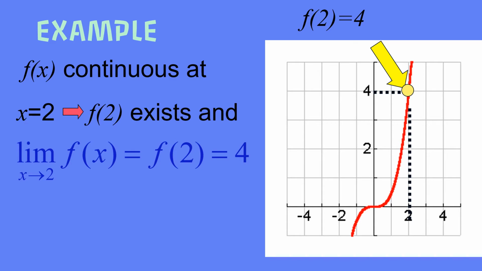Here we have a graphic example of a continuous function, and we're going to evaluate this curve at 2. F of x is continuous at x equals 2. So f of 2 exists, and the limit as x gets close to 2 of f of x equals f of 2. So we find the value of the function f at 2, and we notice that f of 2, by looking at the graph, is 4. Therefore, f of 2 equals 4.